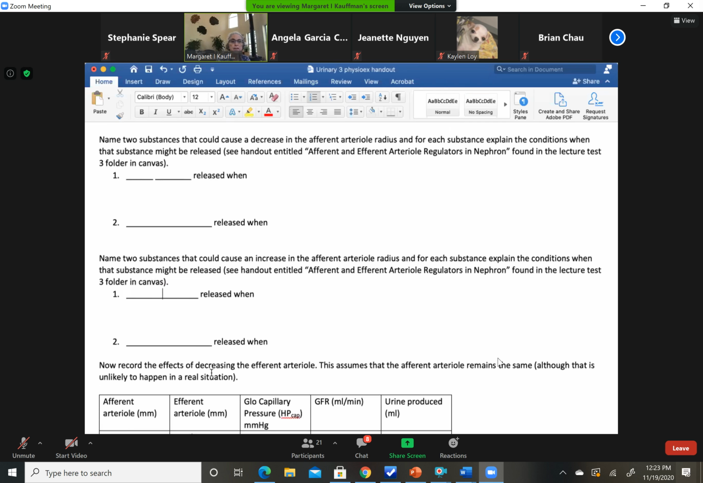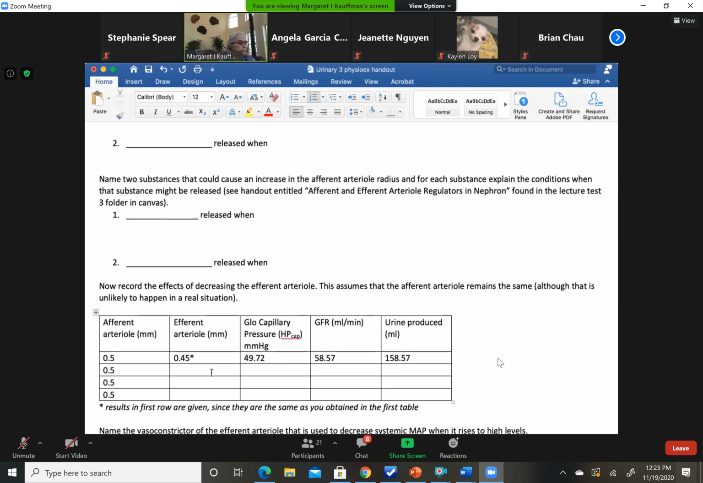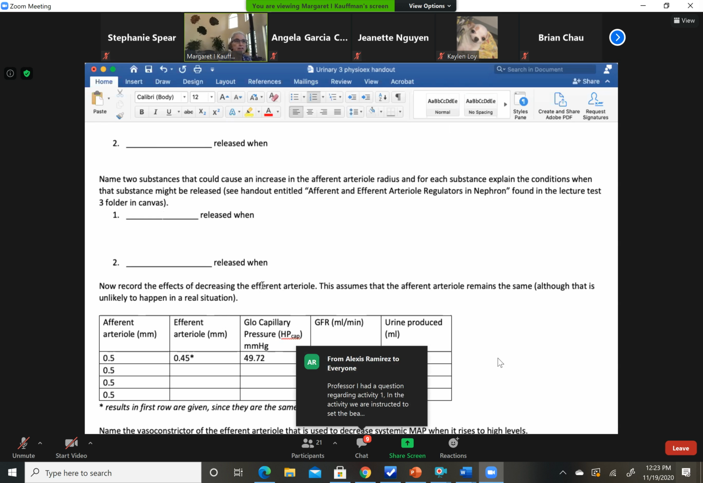All right, are we good on this part? Any questions? Okay, so I won't go through the exact numbers, but the next part is not about the afferent, it's about the efferent. Think of this as the drain on the tub of the glomerular capillaries.